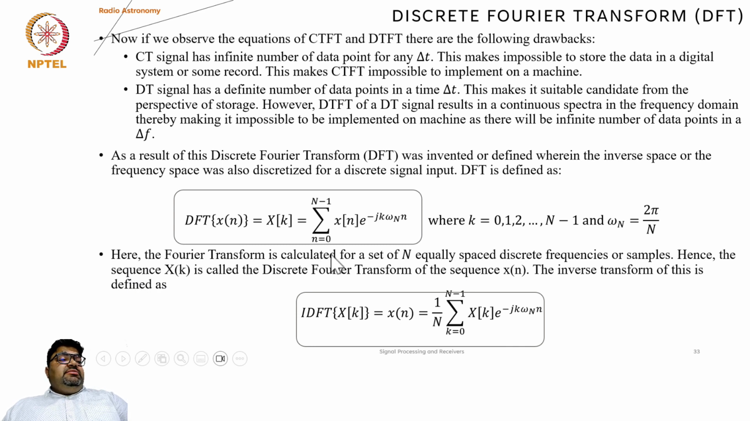Here, the Fourier transform is calculated for a set of n equally spaced discrete frequencies or samples. Hence, the sequence X[k] is called the discrete Fourier transform of the sequence x[n]. The inverse Fourier transform is also defined as the IDFT of X[k], which is given by x[n] as 1 over N, sum over k from 0 to N minus 1, X[k] e to the power minus j k omega n.